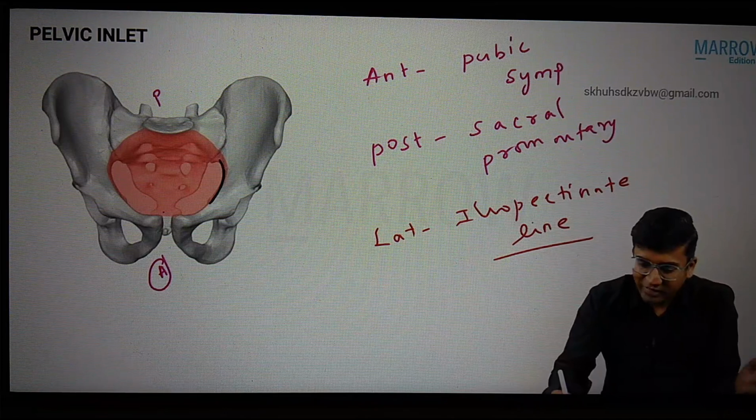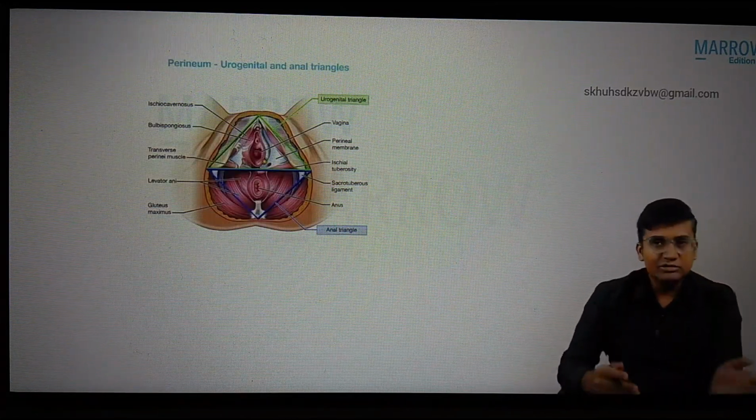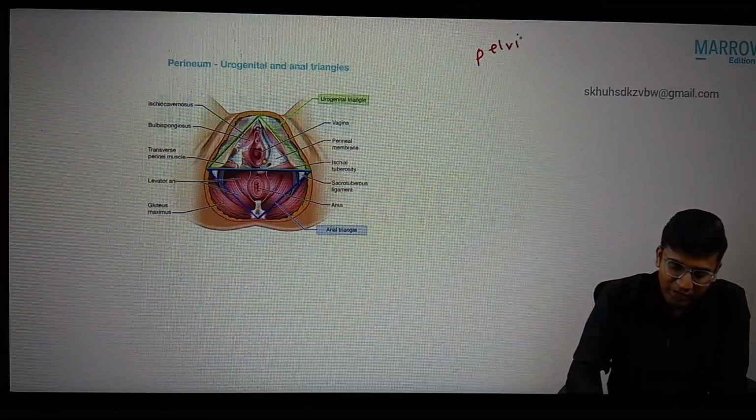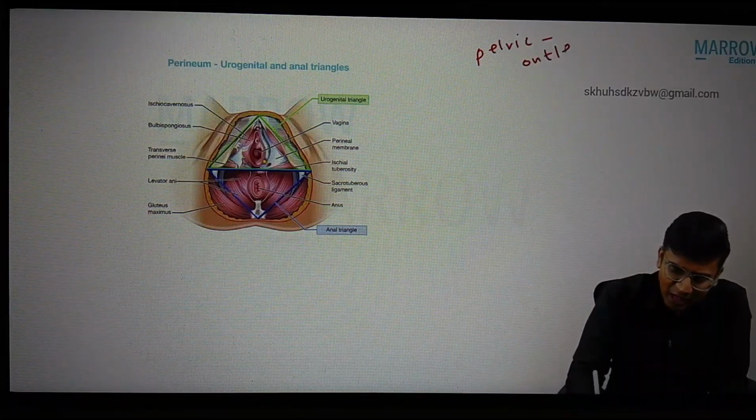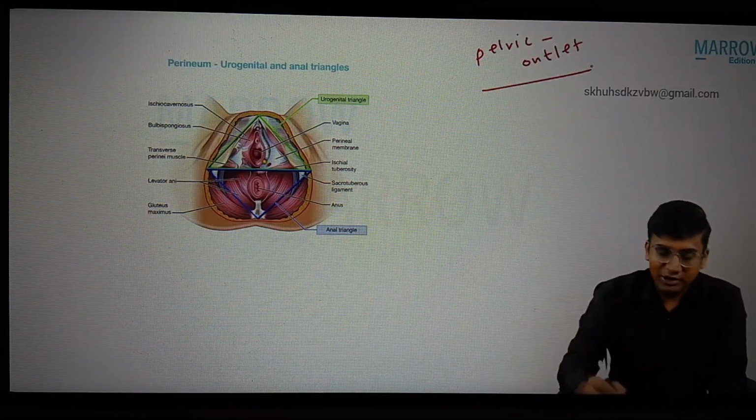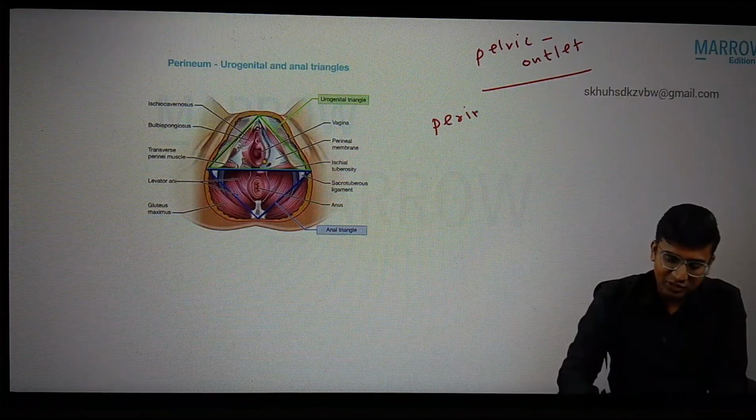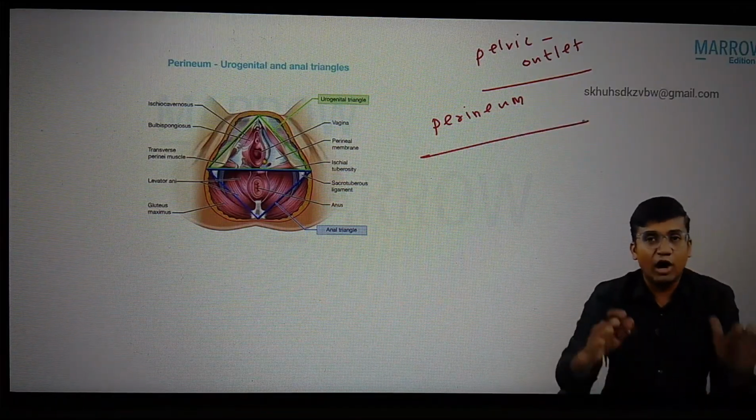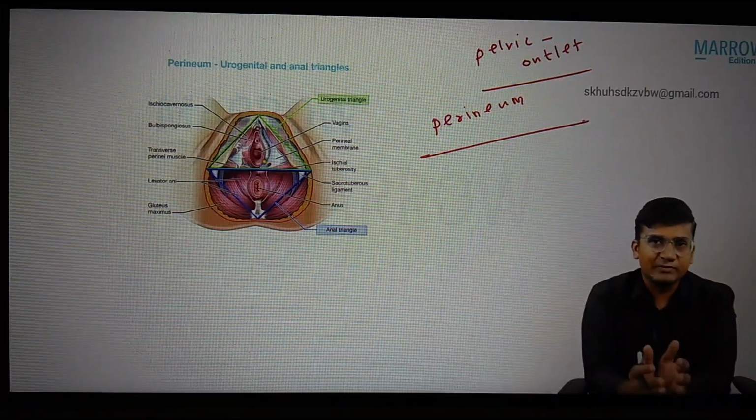Similarly, we have the pelvic outlet. See the diagram? In this diagram, we are seeing the pelvic outlet, the pelvic bone outlet. This pelvic outlet is also called the perineum. So what is the perineum? Perineum is nothing but the pelvic outlet. The outlet of the pelvis is called the perineum.